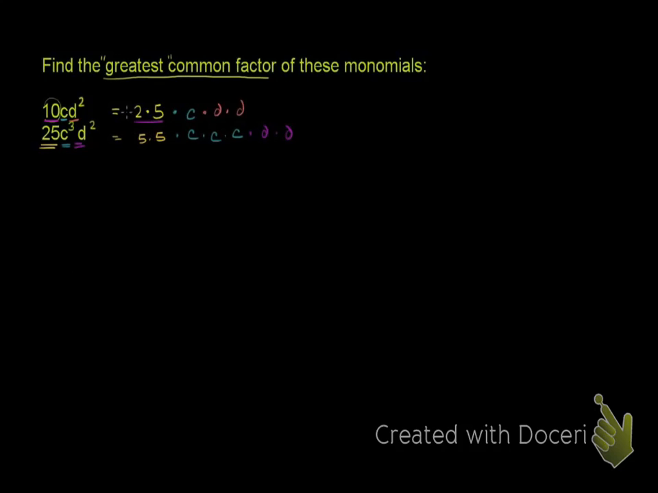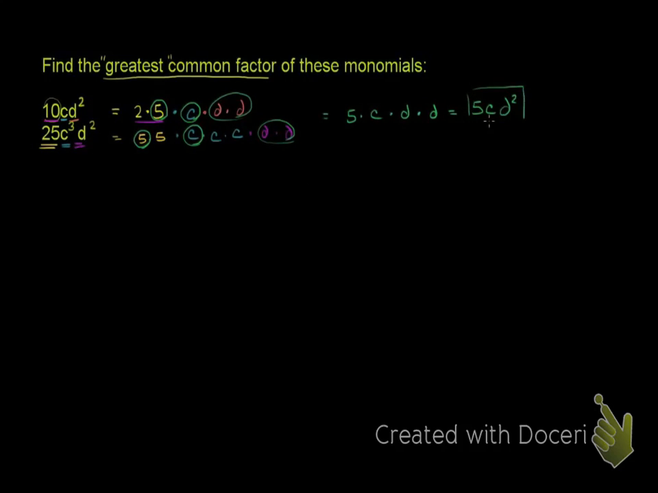Well, they both have at least 1 5. Then they both have at least 1 c, so let's just take one of the c's right over there. And then they both have 2 d's. So the greatest common factor of these two monomials is going to be the factors that they have in common. So it's going to be equal to 5 times, we only have 1 c in common, times, and we have 2 d's in common, times d times d. So this is equal to 5c d squared.